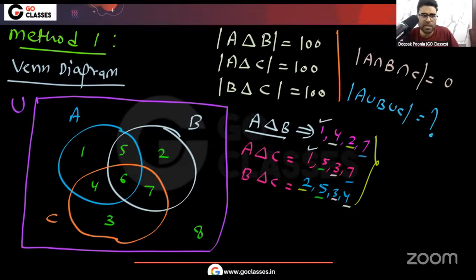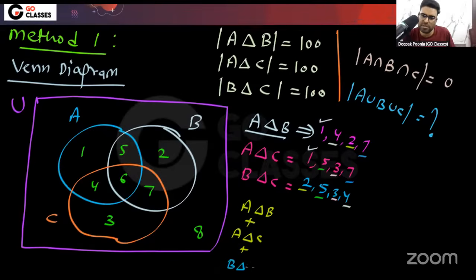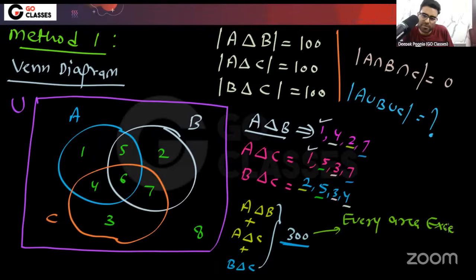Basically, I can say that if I do the addition here, A symmetric difference B plus A symmetric difference C plus B symmetric difference C, that is basically 300: 100 plus 100 plus 100. Now in this 300, notice one thing. Every area except 6 comma 8 I have counted two times. Yes or no? Every area except 6 comma 8 counted two times, and 6 comma 8 I did not count.